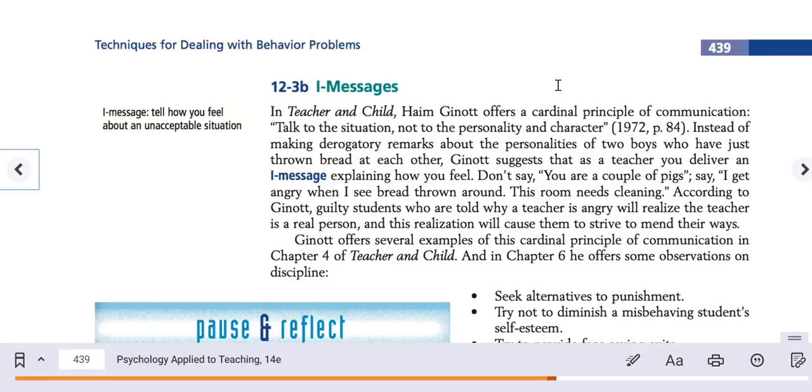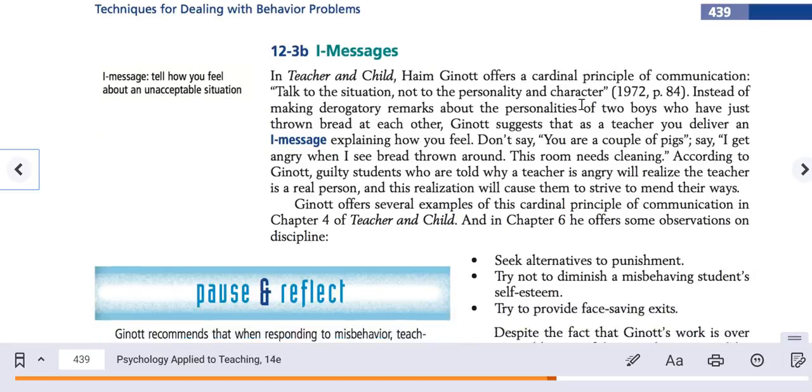Don't say, you are a couple of pigs. Say, I get angry when I see bread thrown around. This room needs cleaning. According to Ginott, guilty students who are told why a teacher is angry will realize the teacher is a real person, and this realization will cause them to strive to mend their ways.